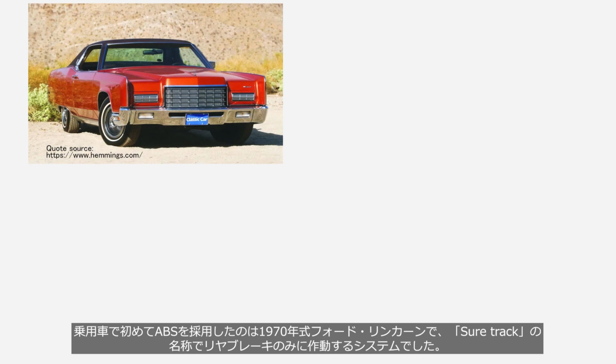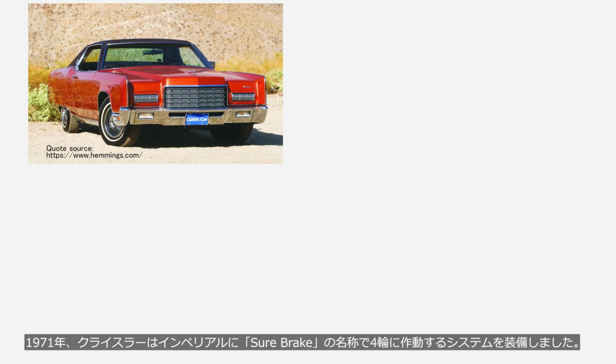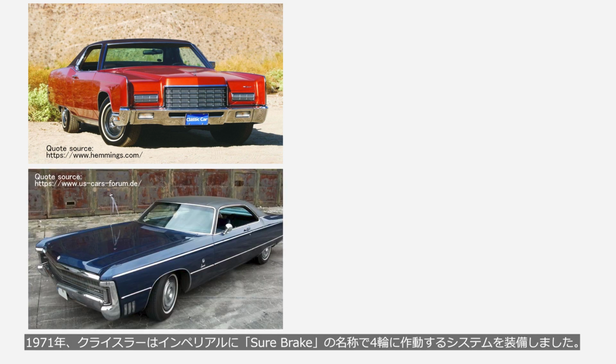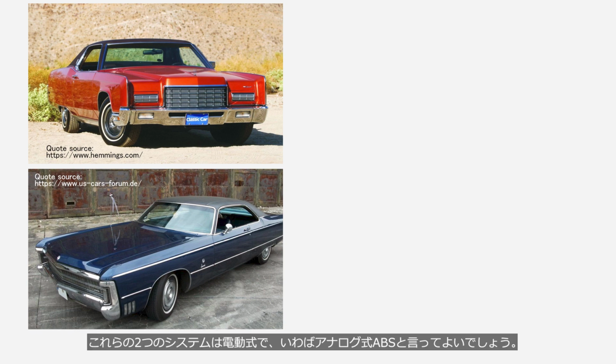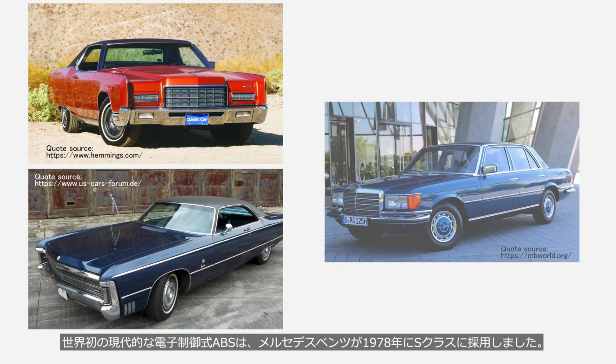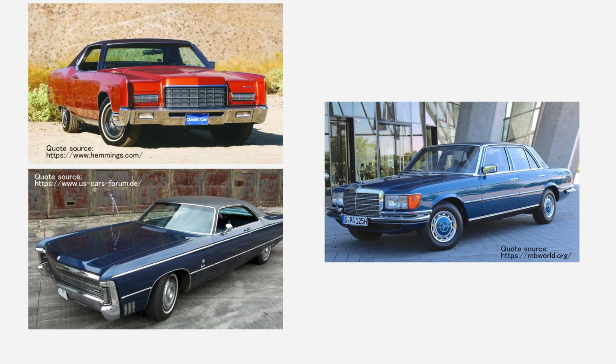The first passenger car to adopt an ABS system was the Ford Lincoln in 1970, featuring a system called SureTrack that operated only on the rear brakes. In 1971, Chrysler adopted the SureBrake for the Imperial. The system operated on all 4 wheels. These 2 systems were electro-operated, and could be referred to as analog-controlled ABS. The world's first modern electronically controlled ABS was introduced by Mercedes-Benz in 1978 for the S-Class.